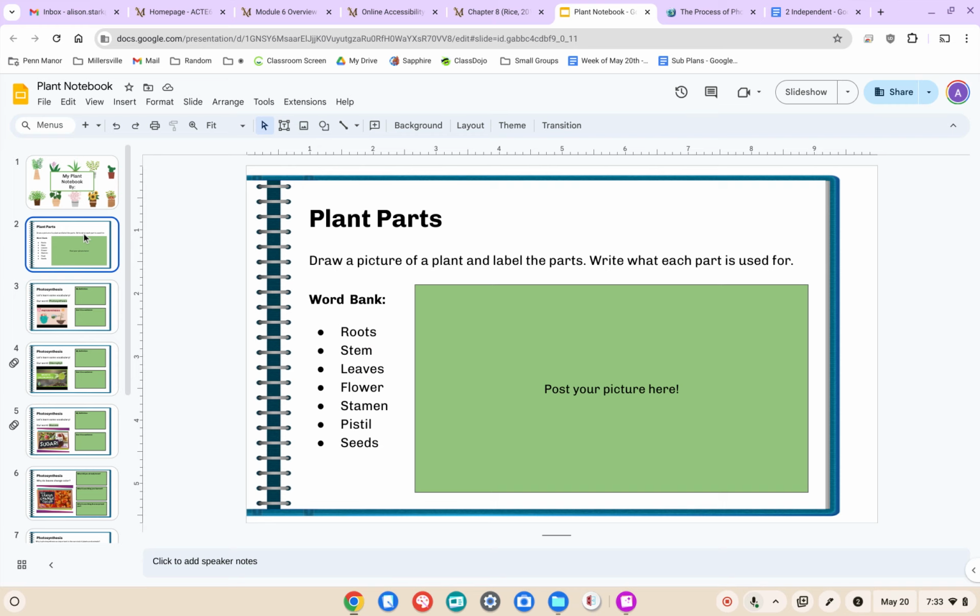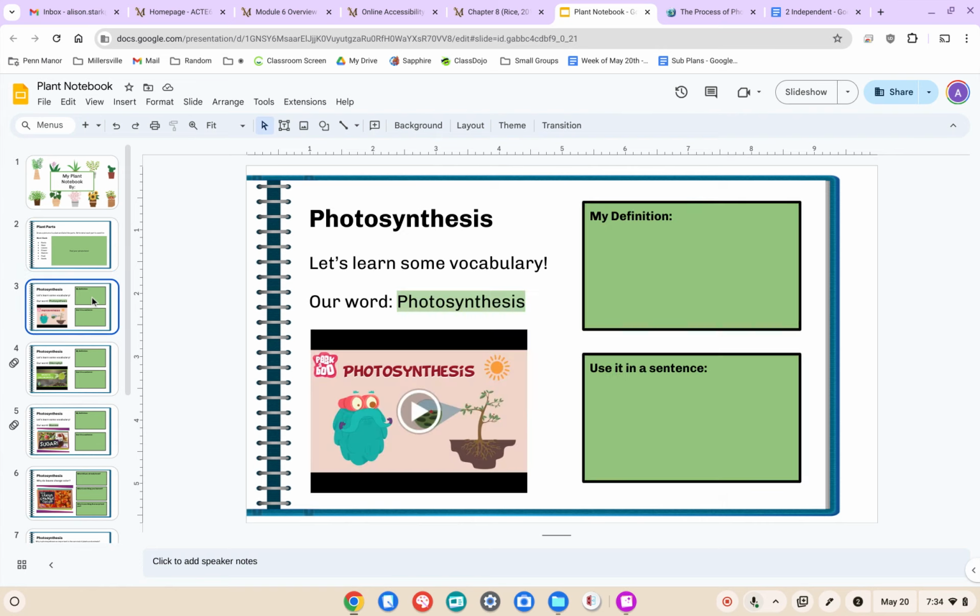Going back to the Rice Chapter 8, it also talked about providing multiple means of expressing understanding, which I would also need to change for this particular notebook because there's only one way where students are showing what they know. For this one, they're drawing a picture of a plant and labeling the parts. Usually they would do this on a whiteboard. They could do this online, like an online whiteboard, and then post their picture here with all of the labeled parts. On another slide, they're just typing a definition and using it in a sentence. So there aren't multiple ways that they're showing their understanding, just one way.